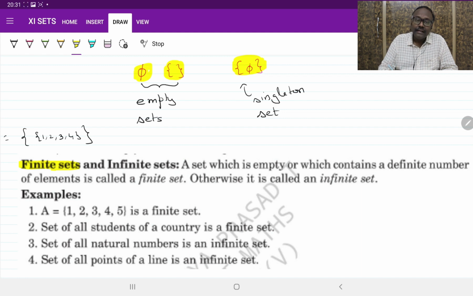The example for infinite set will be set of all natural numbers and set of all whole numbers. Those could be examples of infinite set. Then similarly, set of points on a line. All the points on a line, there are infinite number of points on a line. So that could also be an example of the infinite set.